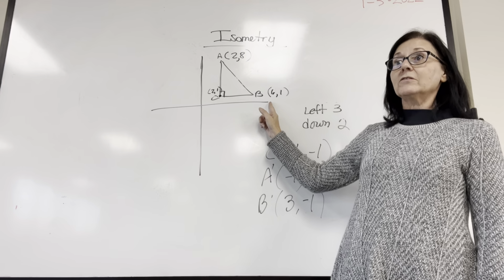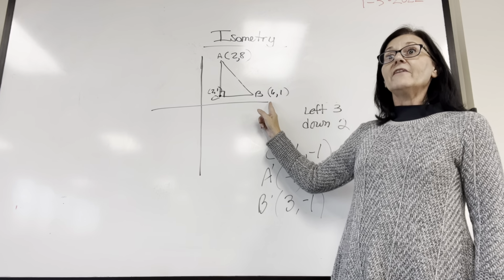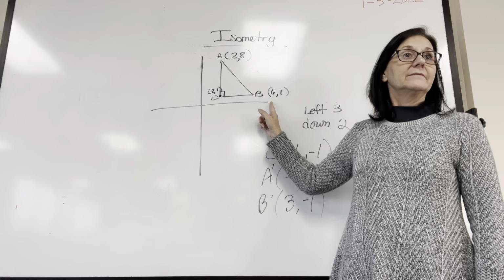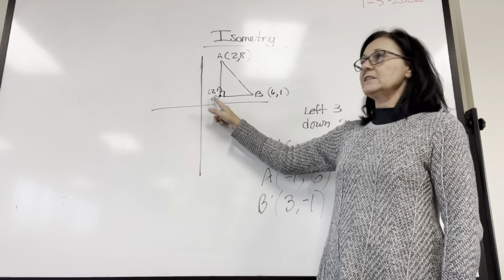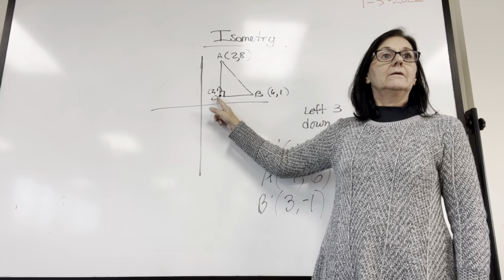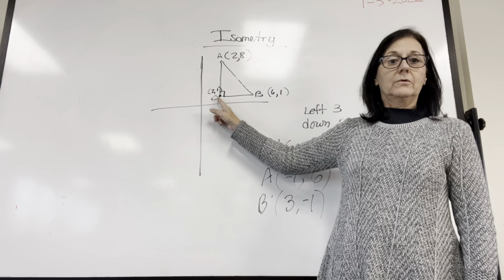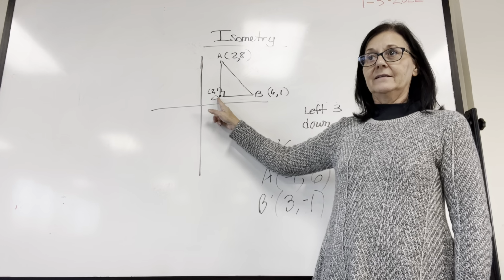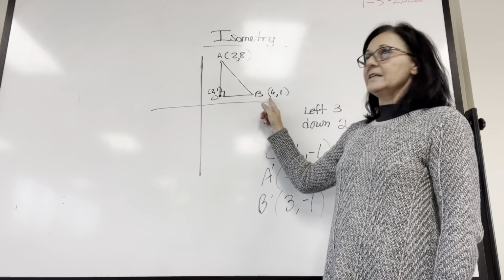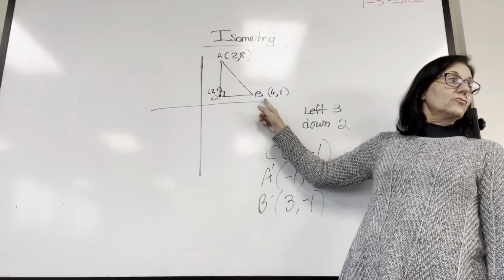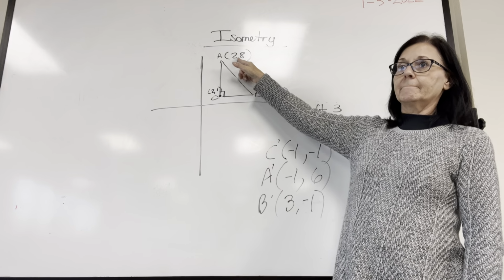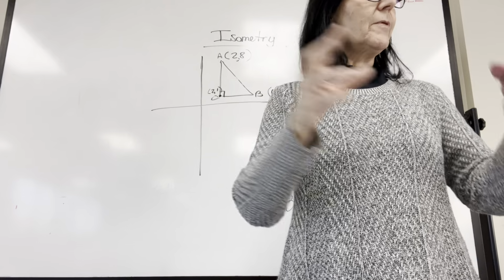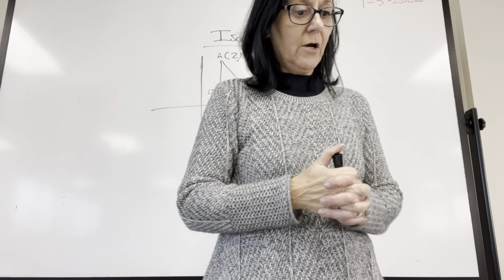Got it? You're multiplying. What if I'm shrinking by 50%? So I want 1/2. What's this coordinate point? 1, 1/2. You get it? This would be 3, 1/2 and 1/4. Got it? You're shrinking or enlarging. You're multiplying by whatever your dilation is.